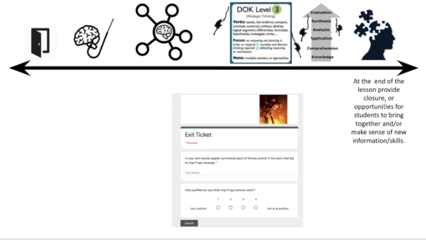Remember, at the end of the lesson, provide closure and opportunities for students to bring together and make sense of new information and skills. So we might have an exit ticket that says something like, in your own words, explain and summarize each of the events in the story that led to Hop Frog's revenge. This is their ability to go back and identify key details and talk about why characters did particular things. And then at the end, how justified do you think Hop Frog's actions were? And they might report it. So this is just a very, very quick activity to bring it all in.